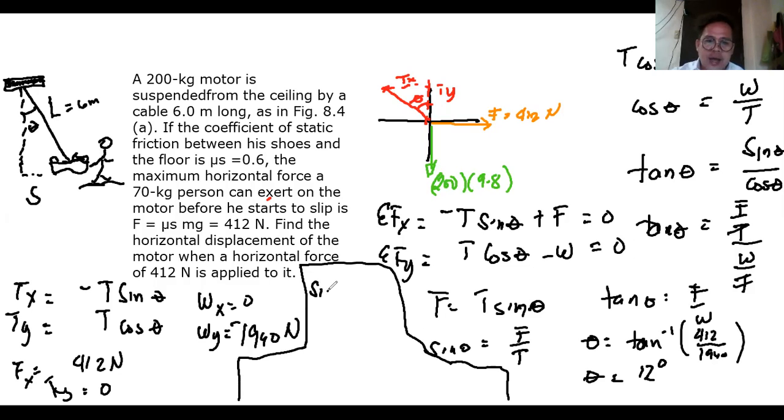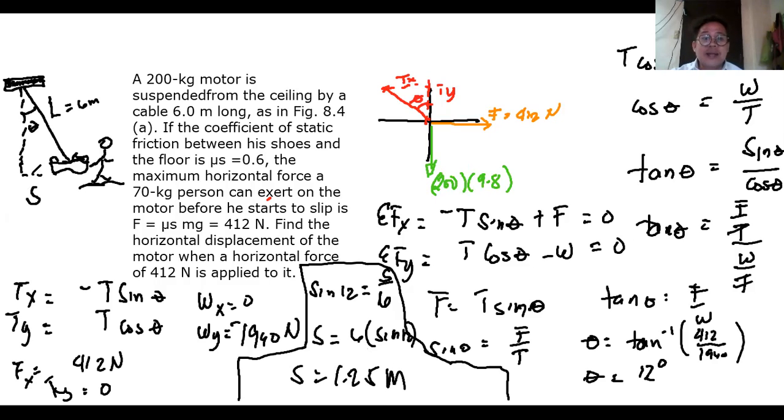So we have sine 12 will be opposite S all over 6. It is the length. So therefore, S will be equal to 6 times sine 12. So S will be equal to sine 12 times 6, and that's equal to 1.24 or 1.25. So this is 1.25 meters. So it was displaced with the use of a force of 412 Newton by 1.25 meters.